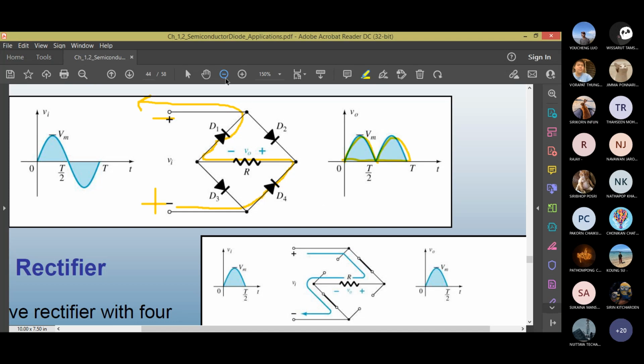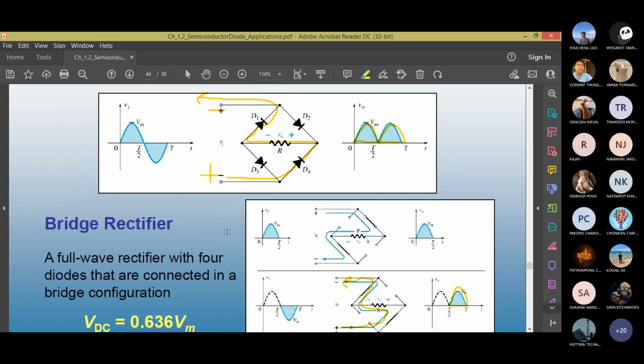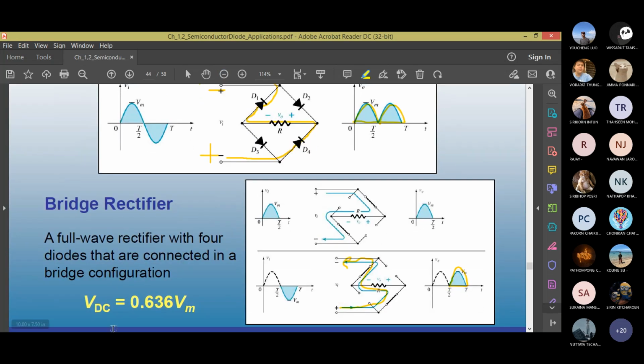This one is called a full wave rectifier. What is the DC level? Given by 0.636 times the amplitude, the peak value of the input waveform. This is one of the applications of the diode. Actually, inside all rectifiers, there are either 4 diodes or sometimes you can have fewer diodes.